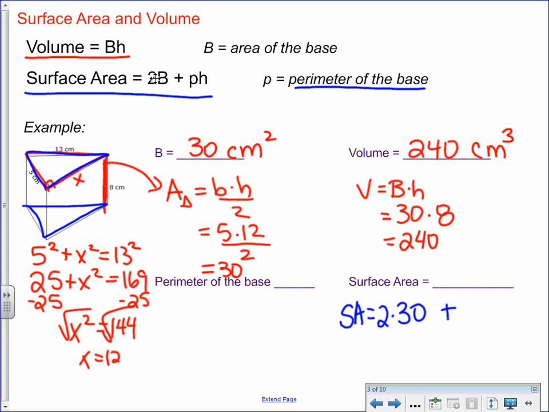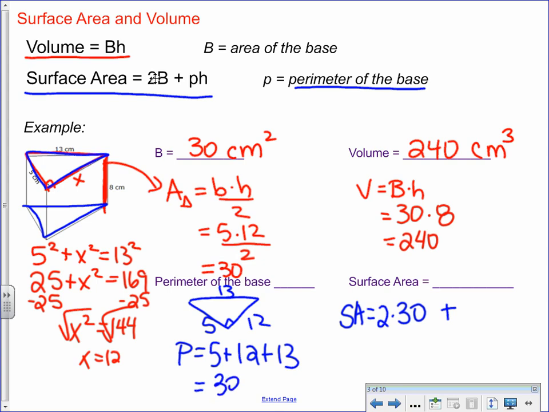It's a triangle with sides 13, 5, and 12. So to find the perimeter, I'm going to take 5 plus 12 plus 13. Well, 12 plus 13 is 25, plus another 5 is 30. That's coincidental, that that perimeter ended up being the same as area. It does not always happen. Okay, so our perimeter is 30 centimeters.